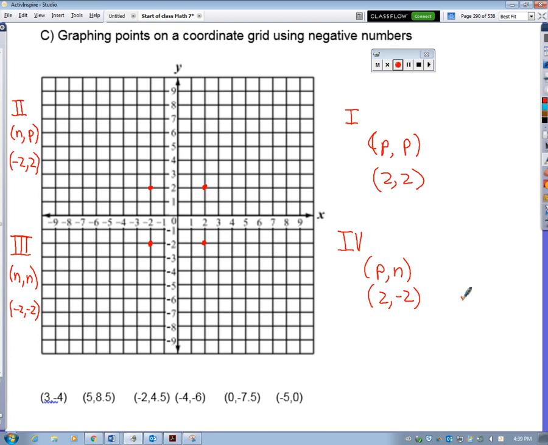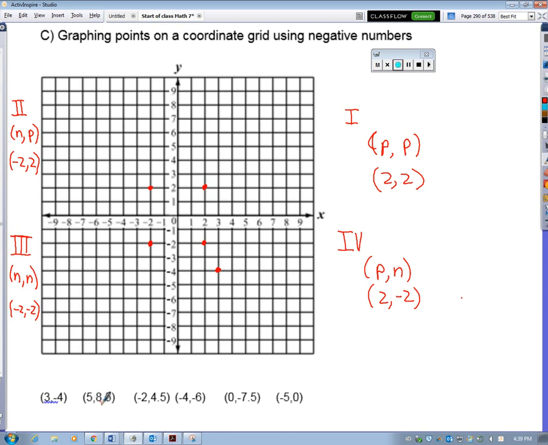Let's take a look at graphing some of these points down here. I have some examples for you. We'll start with 3, -4. So we start here at 0. We're going to walk over to the elevator to 3, and now this time we're going to take the elevator down to -4, and this would be our first point.